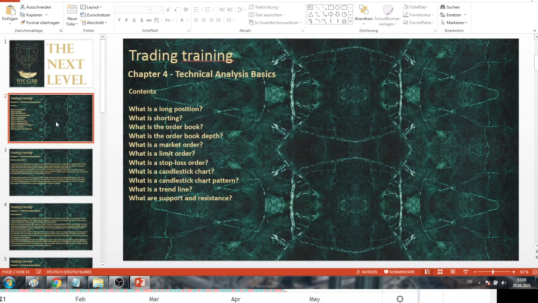We're looking to capture four technical analysis basics. What is a long position? What is a short position? What is an order book? What is an order book diff? What is a market order? What is a limit order? Stop loss order? Candlestick chart? Candlestick chart pattern? What is the trend line? What is support and resistance?